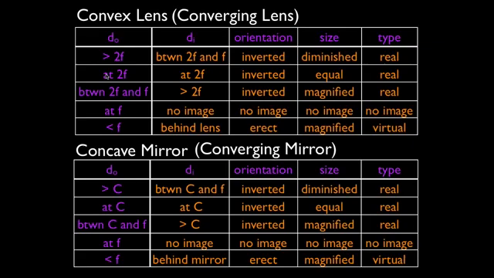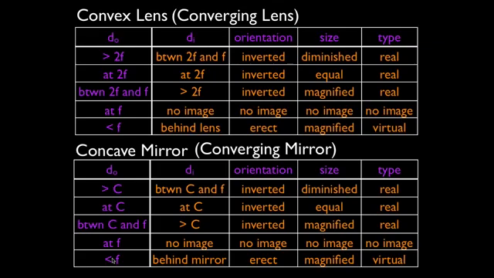For the convex lens, when the object is at 2F, remember 2F and C are the same place on the principal axis, twice the focal length. When the object is at 2F for the convex lens, the image is at 2F, it's inverted, it's equal in size, and it's real. Let's look at one more case.